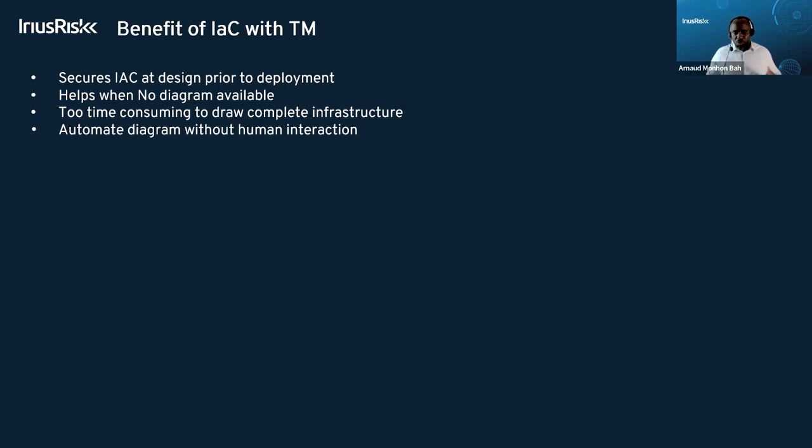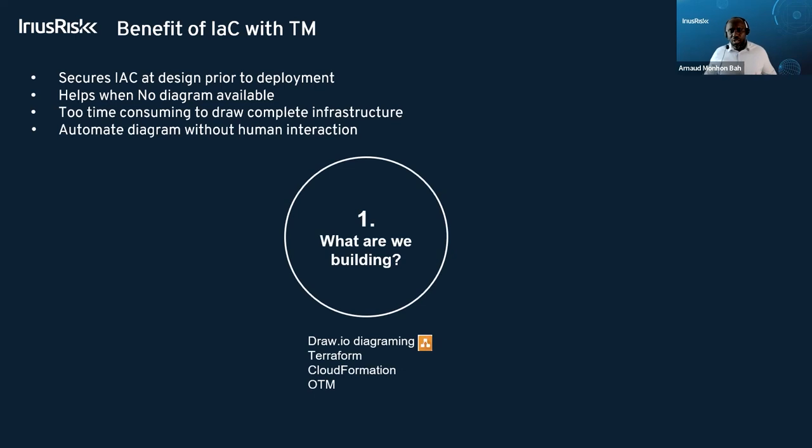So if you look back at the diagram on the previous screen, this is how we build the first step, showing to IriusRisk or to the platform what we're building. Previously, we used to use the diagramming tool, and with the diagramming tool, we were able to draw the diagram. This time, what we're able to do is to take Terraform or CloudFormation to be able to provide us some information about the platform that you're going to be building.